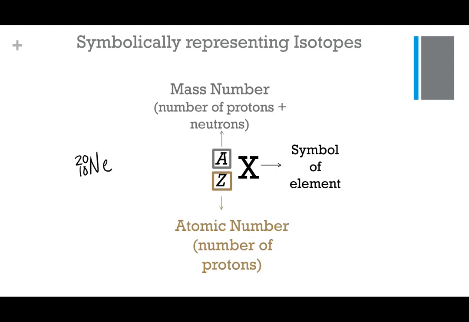This symbol tells us lots and lots of juicy information. It tells me what we're talking about. It tells me how many protons it has. It even tells me how many neutrons it has. So stop for just a second and think about how many neutrons this isotope may have.